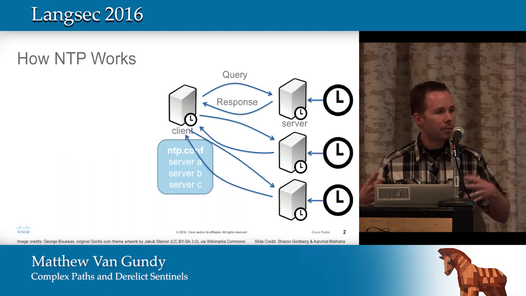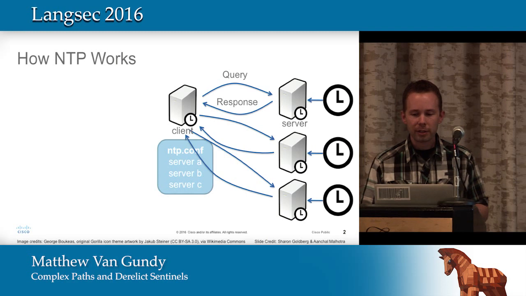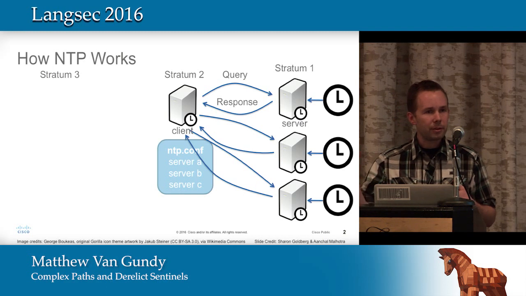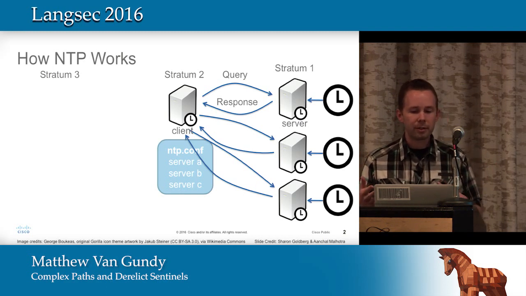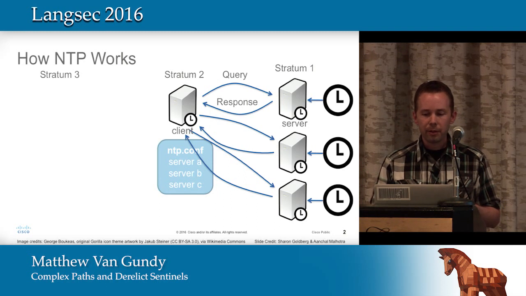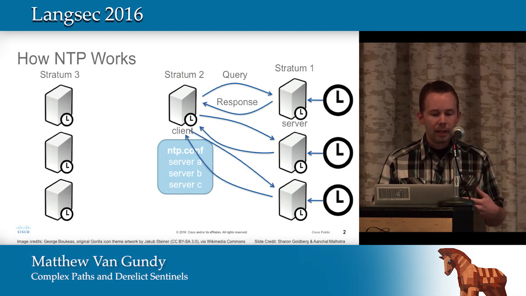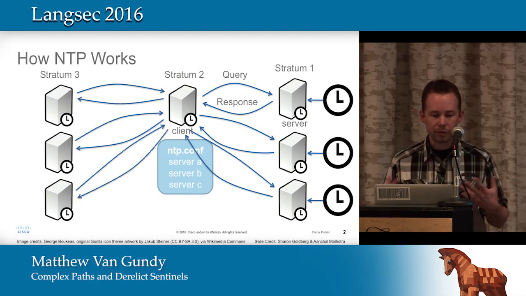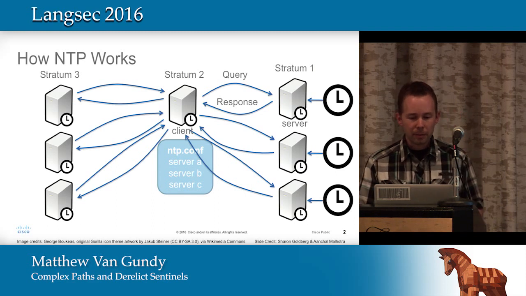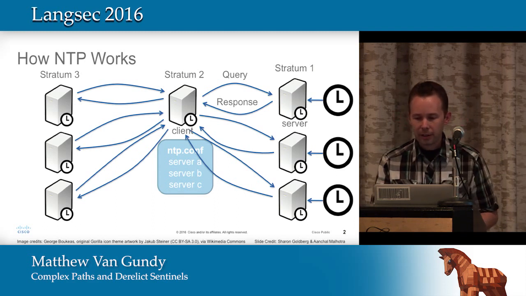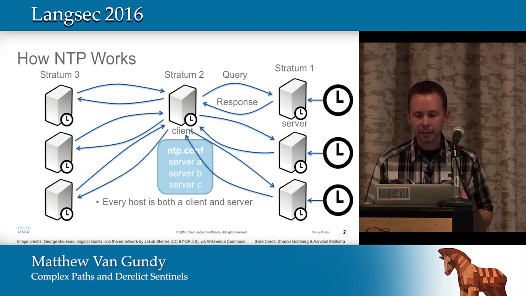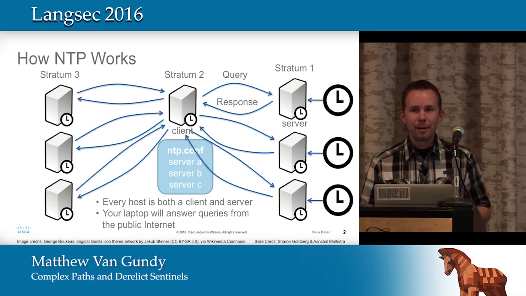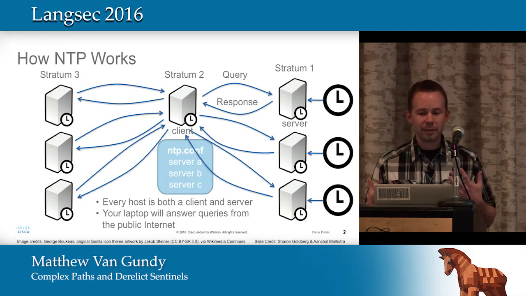In order to help form a public time infrastructure, every client, at least by default, is also a server. The top-level servers that are connected to reference clocks directly are Stratum 1. Their clients are Stratum 2. And you can have additional lower-level clients that then use the Stratum 2 servers to get their time. It forms this sort of tree structure. Some important things to note about this structure: every host is both a client and a server, which means that absent other protections, your laptop will serve time to the public internet. And that means that there's a whole lot of fun stuff that you can do as an attacker.